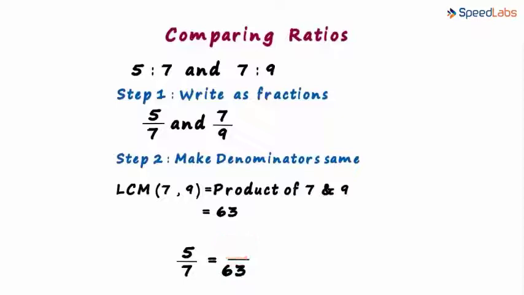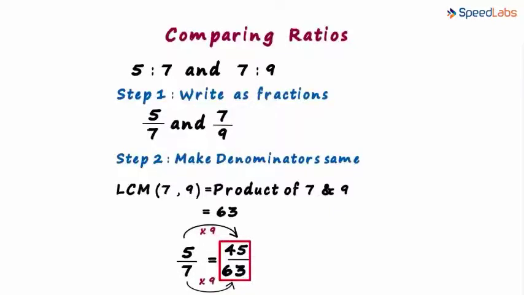Now it gets interesting. To get 63 in the denominator, we had to multiply the original denominator by 9. And to keep value of the ratio same, we also have to multiply the numerator by 9. And 5 times 9 gives us 45. The first ratio can be written as 45/63.